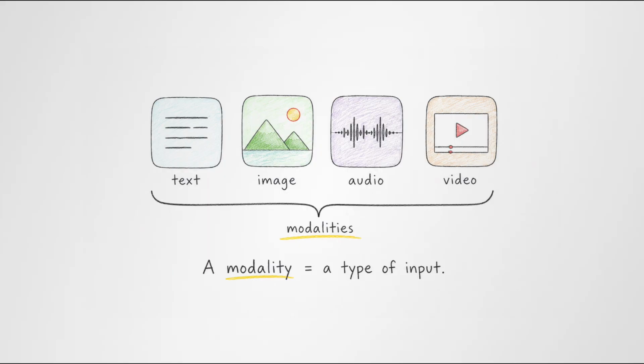Here's the limit it removes. A text-only model can't truly see your picture. At best, someone has to describe it in words first. A multimodal model takes the image itself as input. It's the difference between telling someone what's in a photo and simply handing them the photo. Same idea for audio and video.